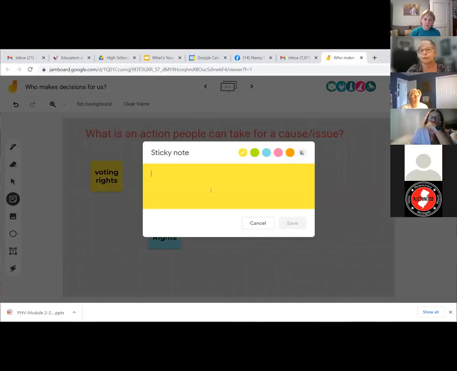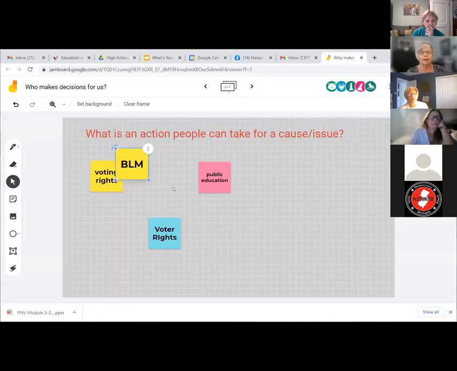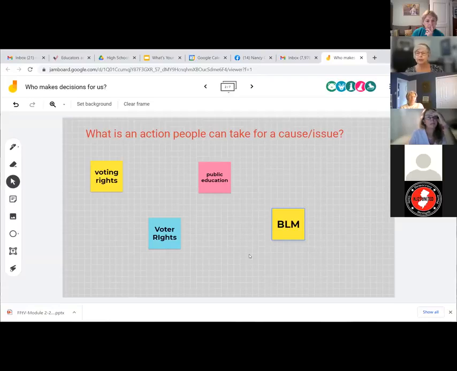Too many to. This is exactly the point. Black Lives Matter. Okay. I have one of the voting rights. Is it on your screen? Yes, I have voting rights and I have voter rights. So there are two of them. Okay, is there anybody else that's stuck?